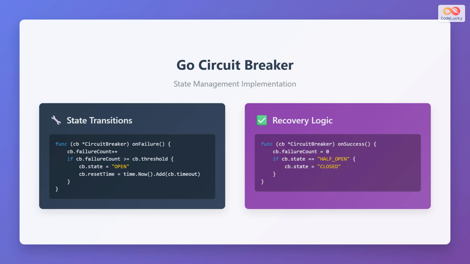The on-success method is called when a protected operation succeeds. It resets the failure count to 0, indicating that the service is working properly. Additionally, if the circuit breaker is currently in the half-open state, a successful operation transitions it back to the closed state, allowing normal traffic flow to resume. This state management ensures that the circuit breaker responds appropriately to both failures and recoveries.